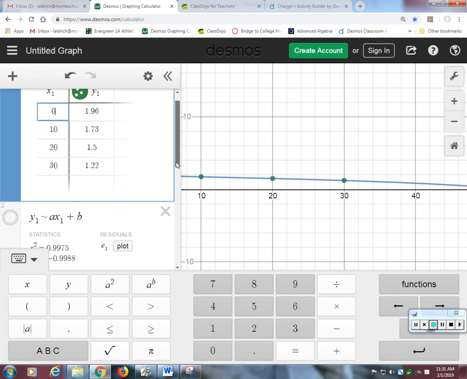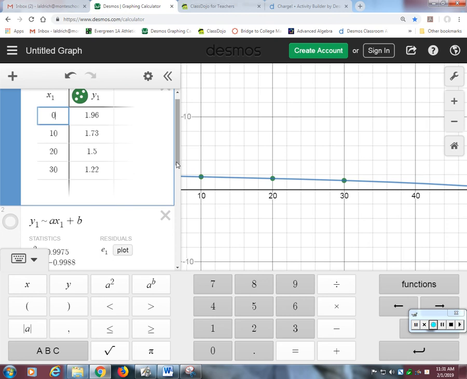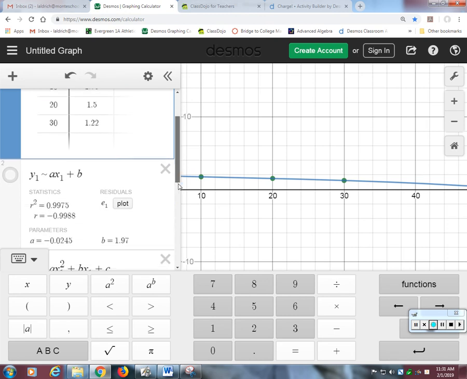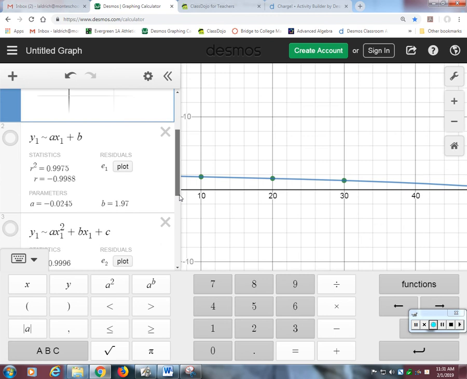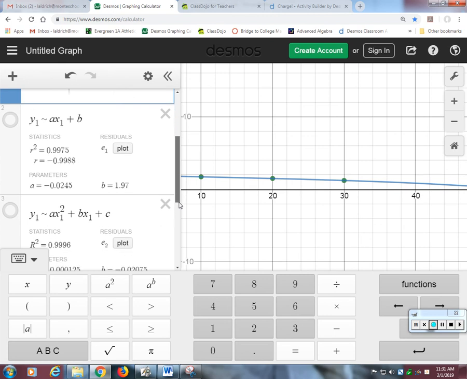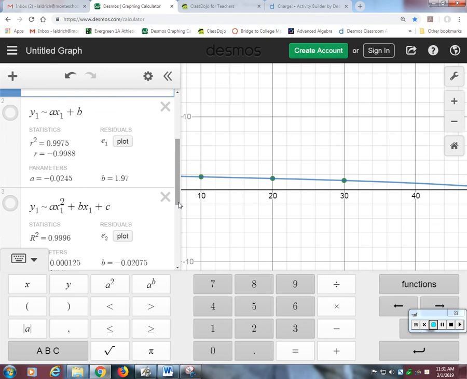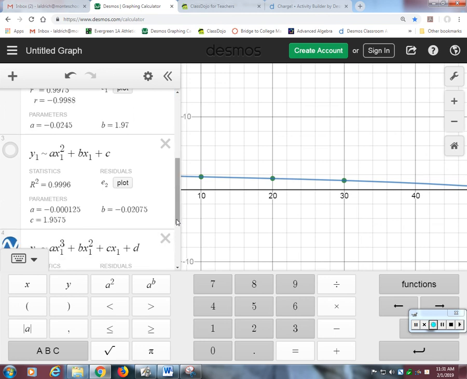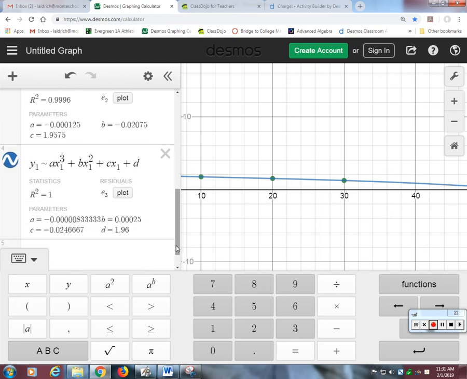So you would enter in the years in the table, and then that gives us 3 different choices for equations. So this one has an r squared value of 99.75%. This one's even better, 99.96%. But this guy right here is the winner because its r squared is 1. So for this one, we want to use a cubic model, all right?